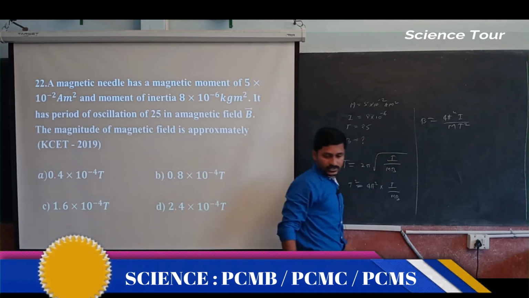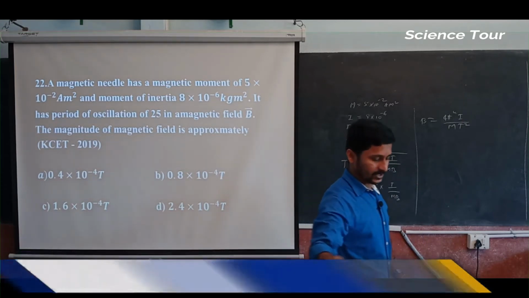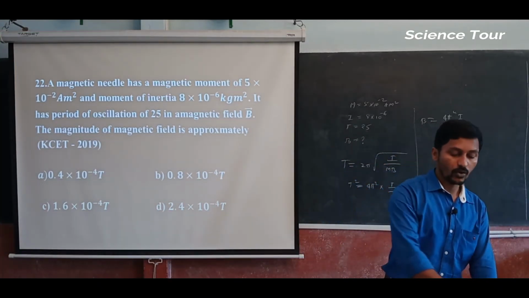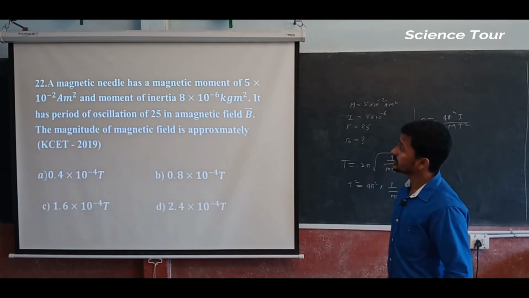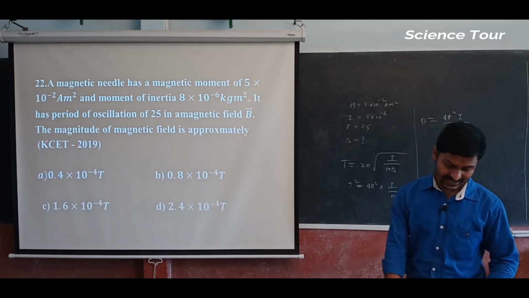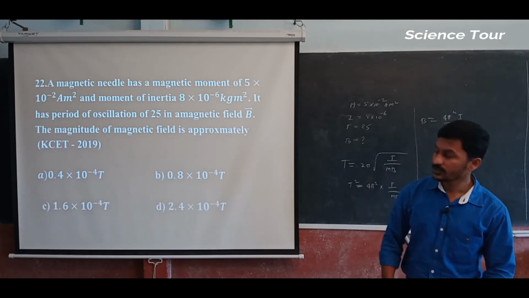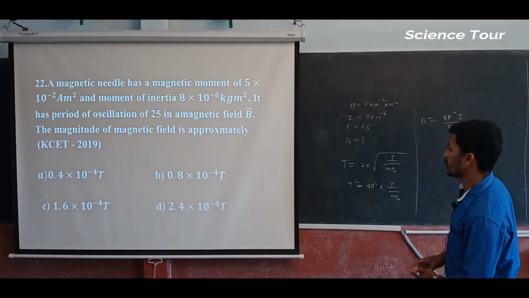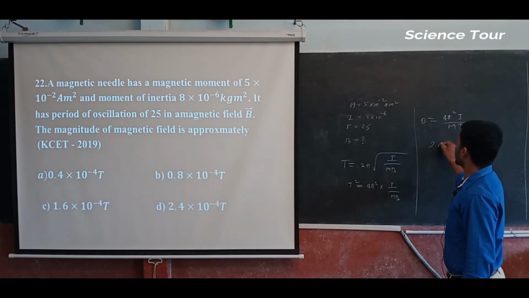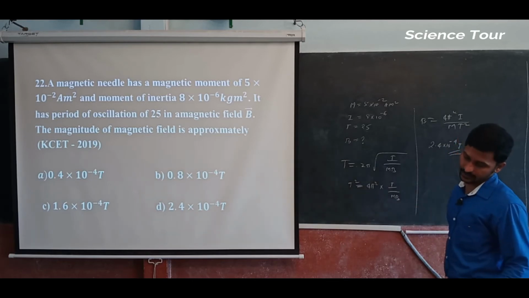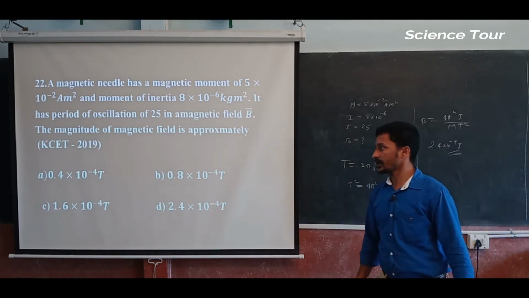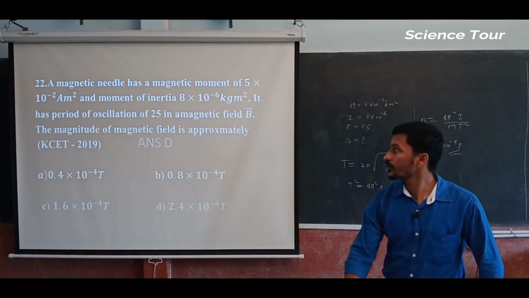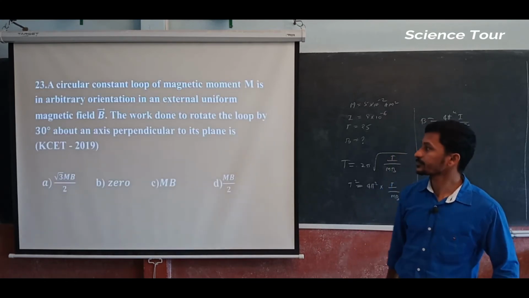Can you calculate this? I think you can calculate this on your own, and I will just tell you the answer. For the 22nd question you are going to get 2.4 into 10 to the power minus 4 Tesla. Okay. So next we are going to talk about 23.